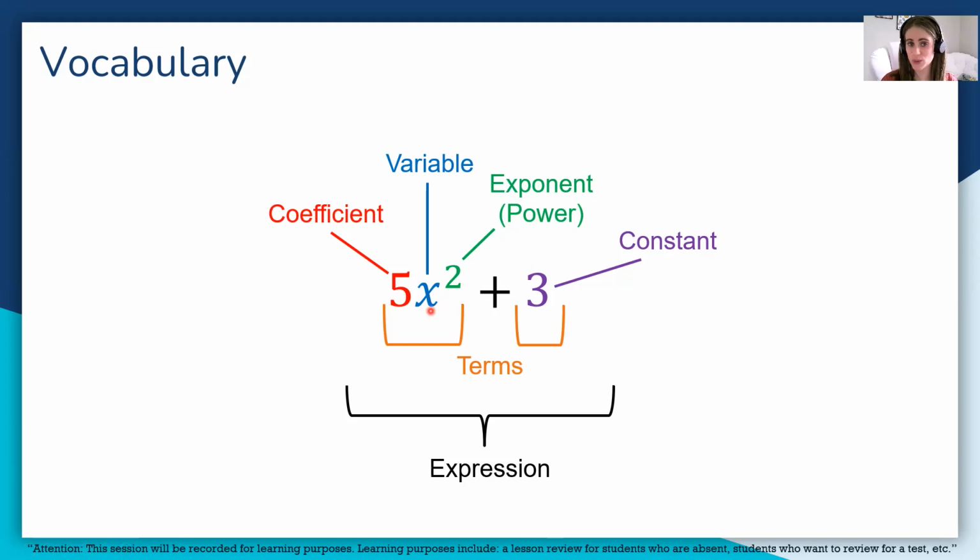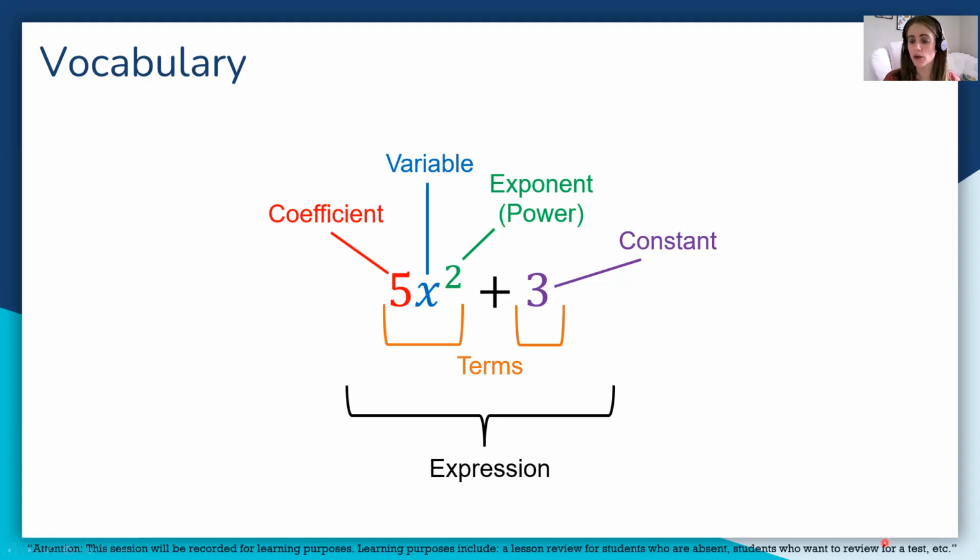Another vocab word, this one you probably have seen before, just maybe not on a variable, is this green 2. When we have that superscript up there of a number, that is an exponent. And last but not least, this 3, when you have a plain number that is all by itself, that is considered a constant because it doesn't have a variable that it's being multiplied by to change its value. That term, that 3, is a constant. It is 3, and that's what it represents.